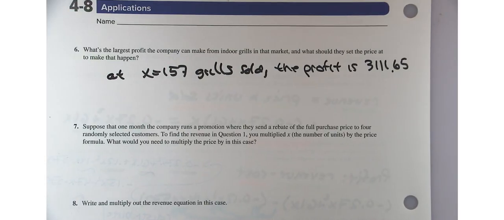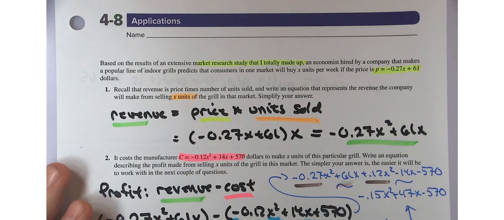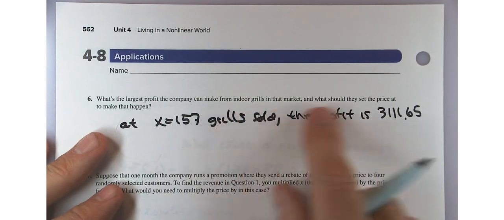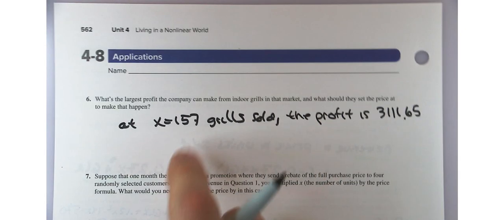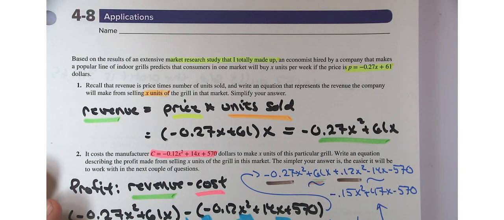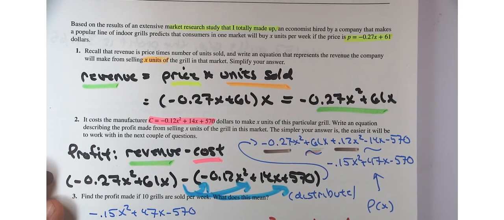Okay, so let's see. They ask us a little follow-up question here. At what price should they set to make this happen? How should we set our prices to make that equal to 1,000, or excuse me, 157? So let's see. Profit.